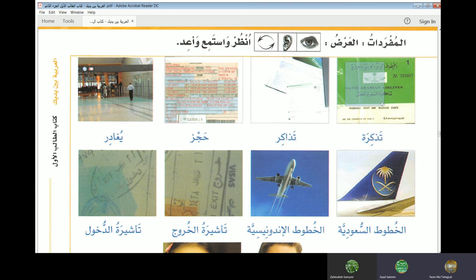Tazkira is singular, tazakir is plural. You said that's the confirmation, right? No. Tazakir means tickets. Oh, okay, so that's tickets.